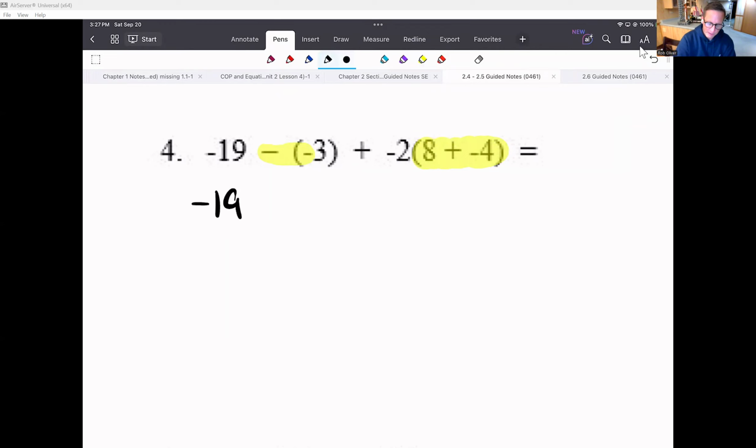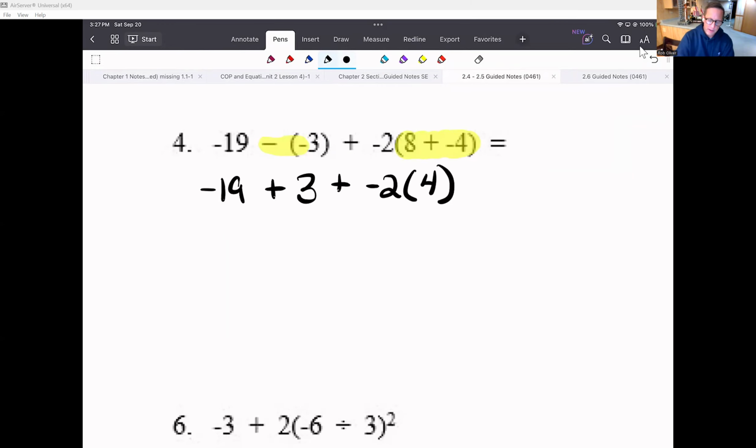So you got negative 19. Instead of writing negative minus negative 3, I'm going to write just plus 3 plus negative 2, and then times 8 plus negative 4, which is 4. Okay, you got that, and then let's do the multiplication here. So negative 2 times 4 is negative 8. That's all I'm doing at this stage. So negative 19 plus 3 plus negative 8.